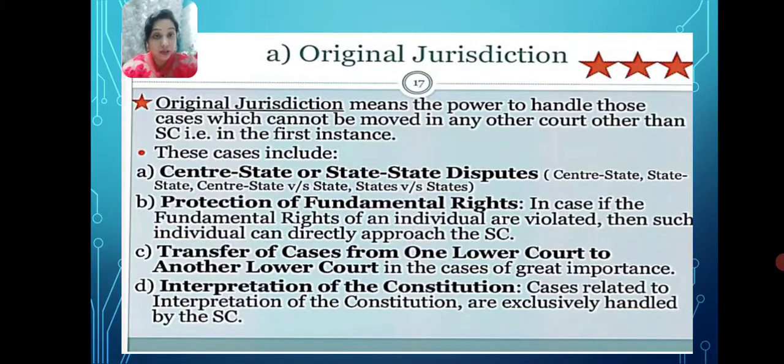So original jurisdiction means the power to handle the cases which cannot be moved or forwarded to any court other than the Supreme Court. So you have the right to forward the case only to the Supreme Court, but not to the High Court or the subordinate court in its first instance. Means what? In its first case, first trial.